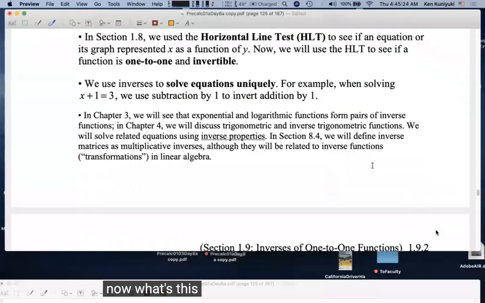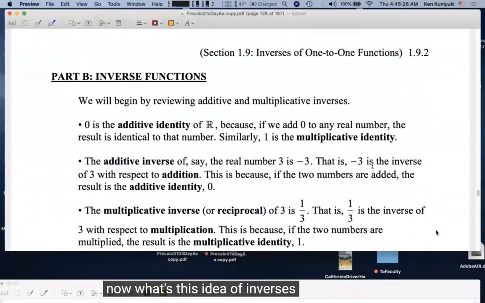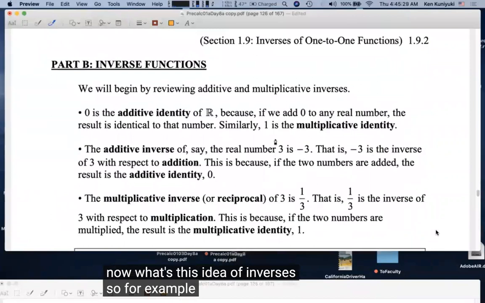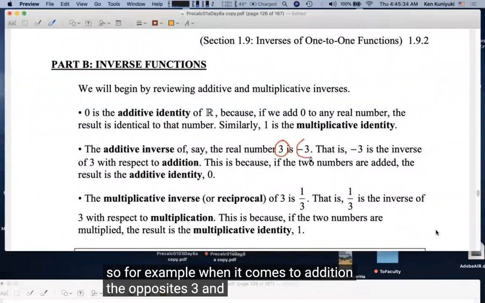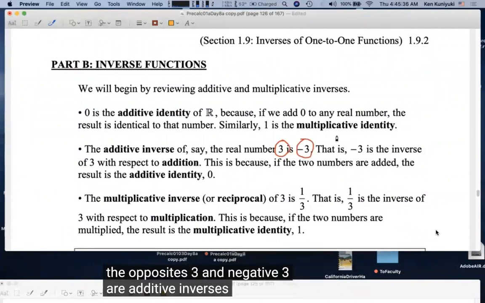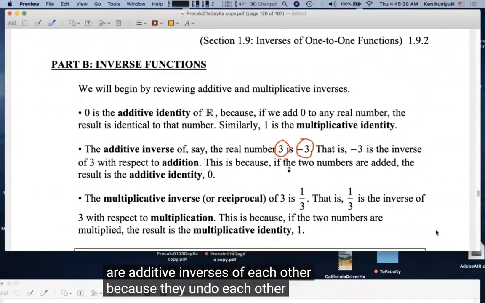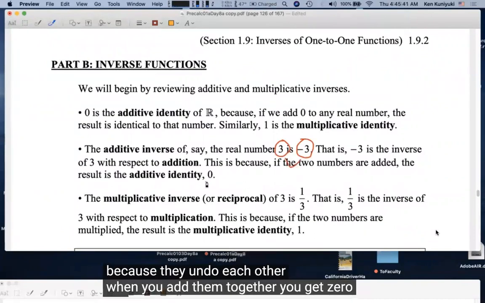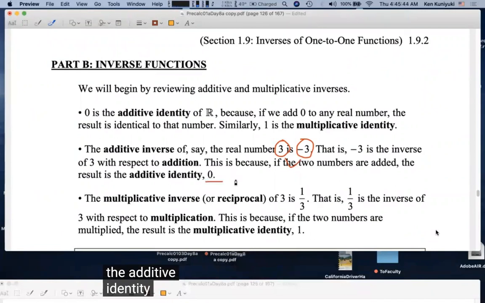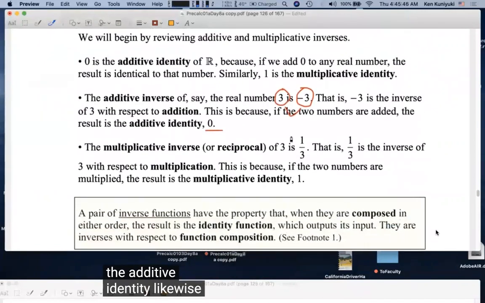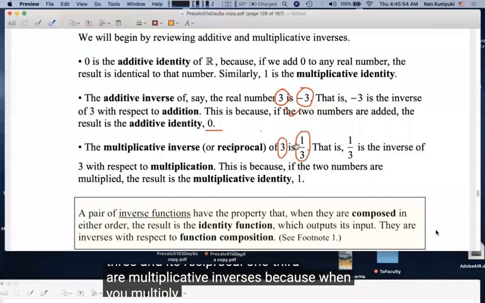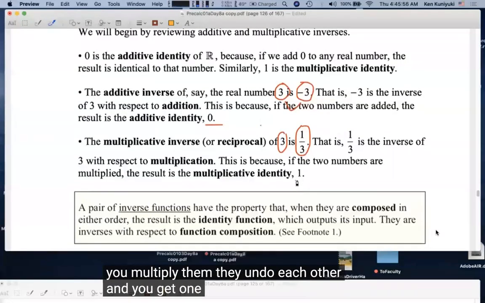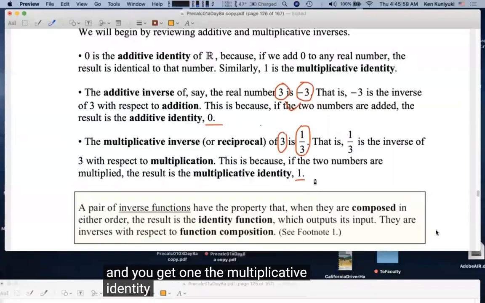Now, what's this idea of inverses? For example, when it comes to addition, the opposites, 3 and -3, are additive inverses of each other because they undo each other. When you add them together, you get 0, the additive identity. Likewise, 3 and its reciprocal, 1/3, are multiplicative inverses because when you multiply them, they undo each other and you get 1, the multiplicative identity.